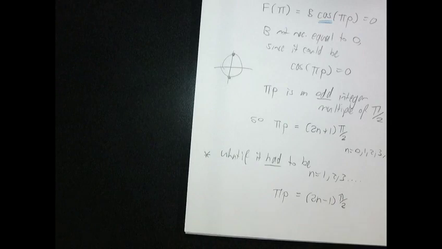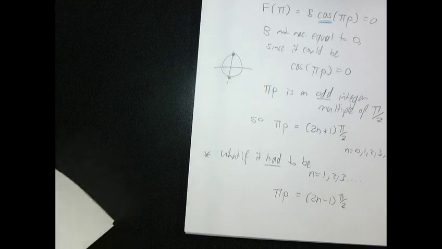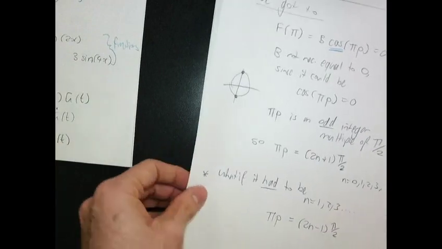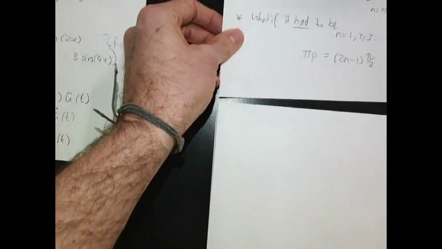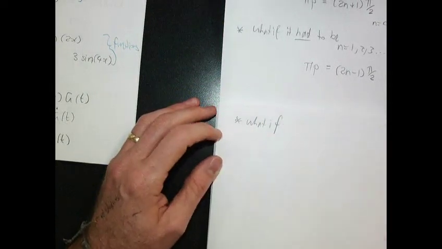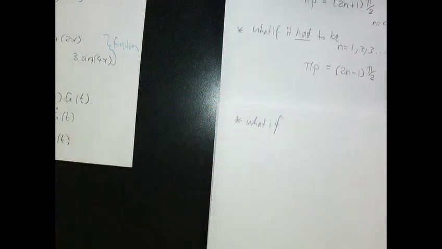There was another what if that I was supposed to do. Does anyone remember what it was? Oh, yes. Yeah, it was to do with the constant. So what if n was allowed to be 0?